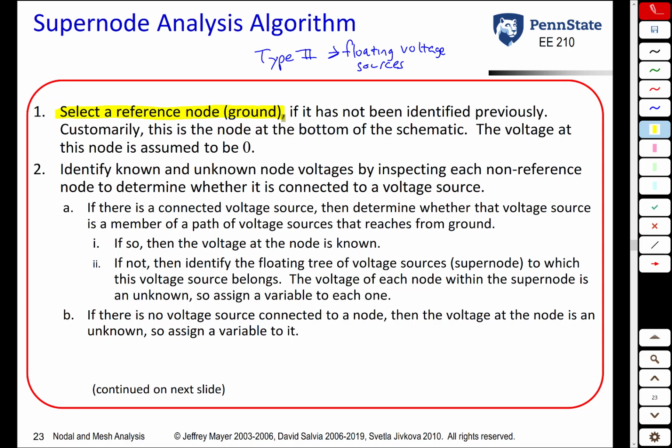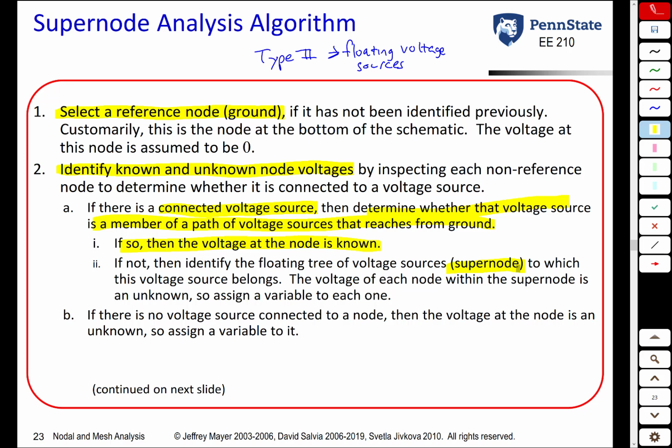The second step is you look at every node and determine whether you know the voltage at that node or not. So basically you look at every node, and if you see that there's a connected voltage source to that node, you then have to determine, is that voltage source grounded or not? If the voltage source is grounded or connected to another voltage source connected to ground, then you know the voltage at that node. That's what we did before. If you have a voltage source and it is not grounded, in other words, it is floating, you determine the supernode associated with that floating voltage source.